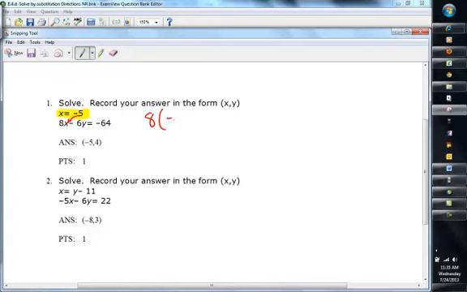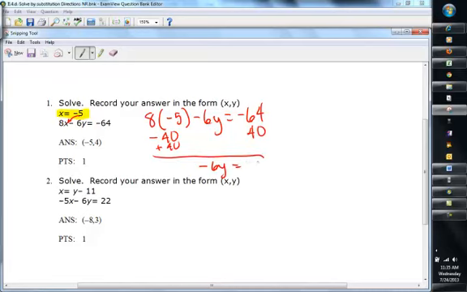8 times negative 5 minus 6y equals negative 64. This is negative 40, so we're going to add 40 to both sides, and we get negative 6y equals negative 24. Divide both sides by negative 6, and we get y equals 4.